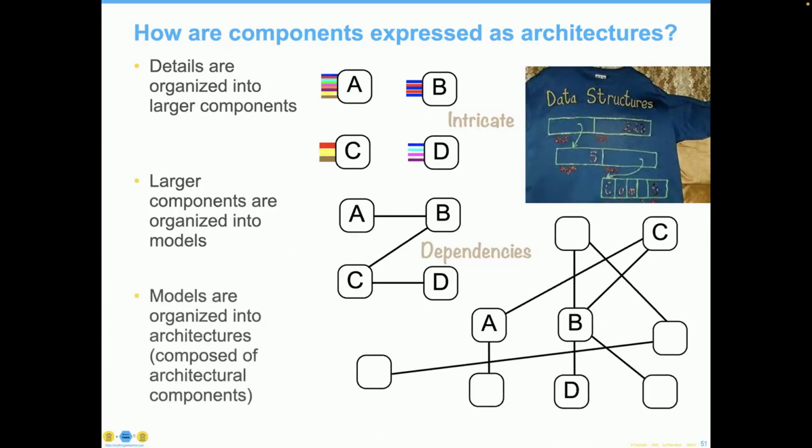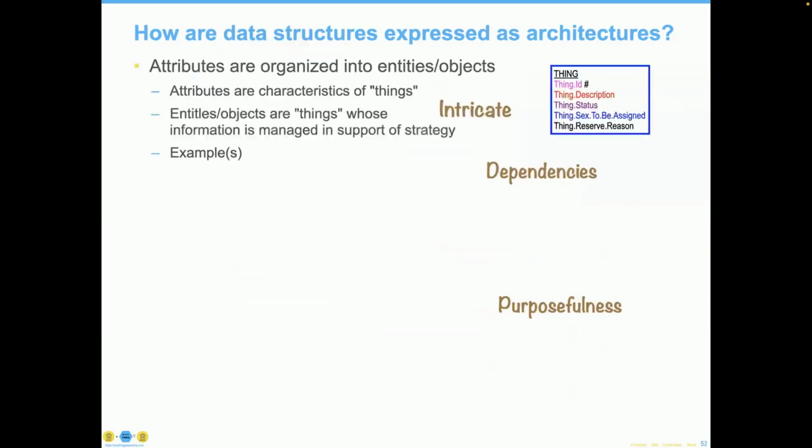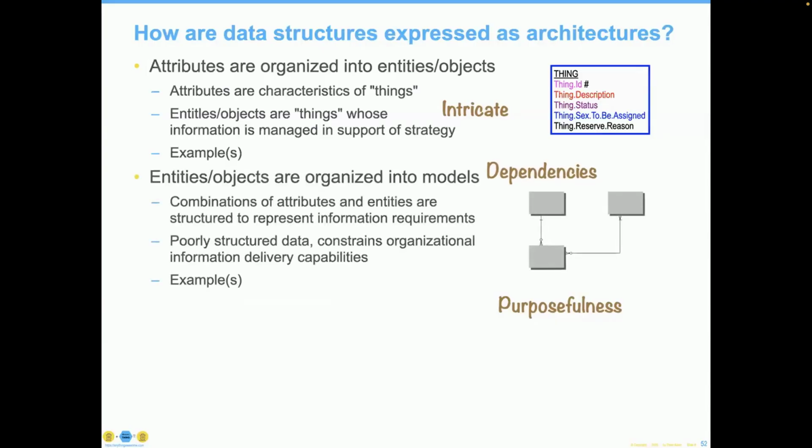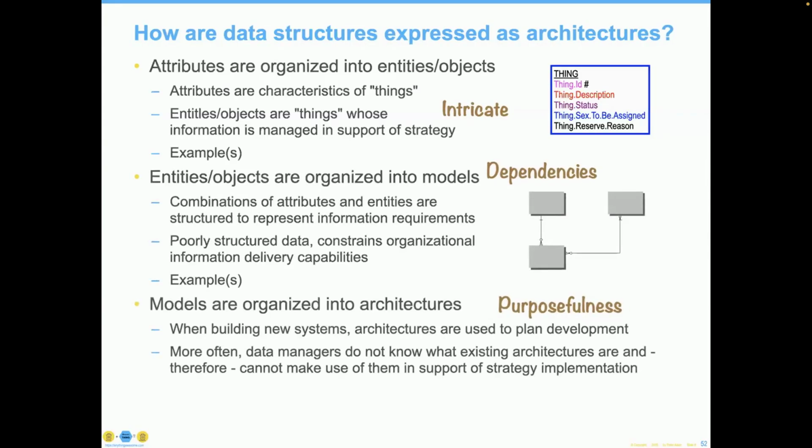done on this. And of course, finally, the models are organized into larger architectures, and all architectures are incomplete without accruing up to one of four goals: faster, better, cheaper, less risky. This is, in data sense, the attributes that contain the intricacies, the entities and objects, their dependencies, and the models organized into architectures give us a purposefulness.